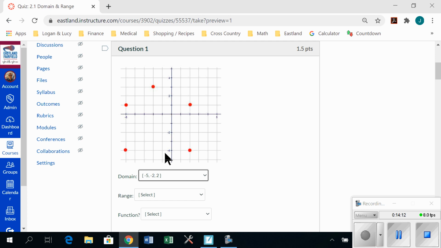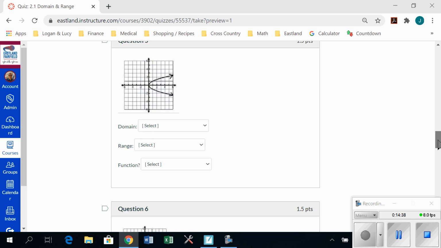Now for the range, I'm going to look at the y values. These points down here at the bottom have a y value of -4. These points have a y value of 1. This point has a y value of 3. -4, 1, and 3 is my answer. Now, is this a function? No, it is not. Notice how these points are stacked on top of each other. They share the same x value. And these points stacked on top of each other, they share the same x value. Not a function.